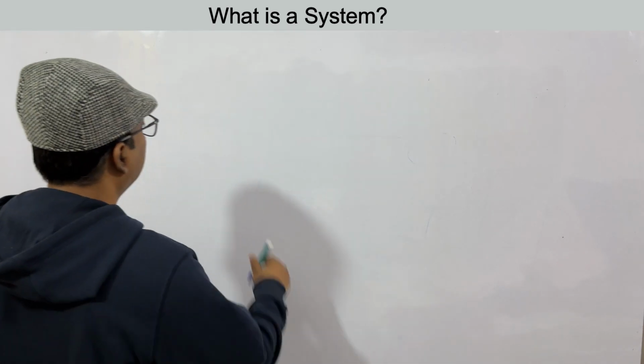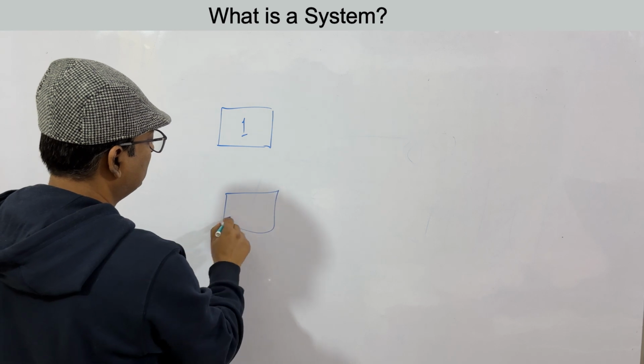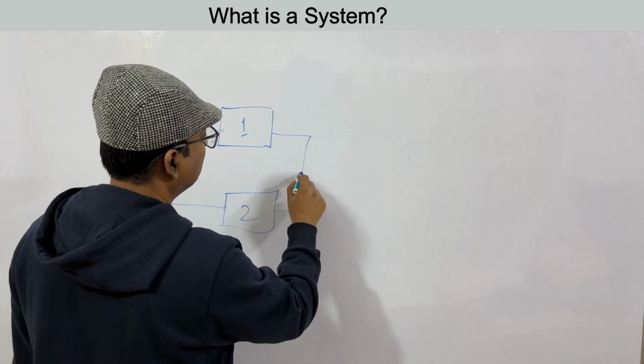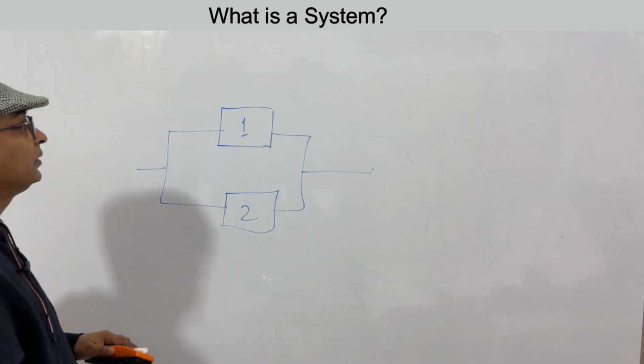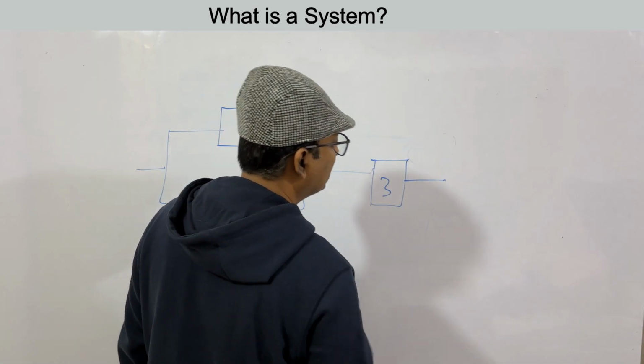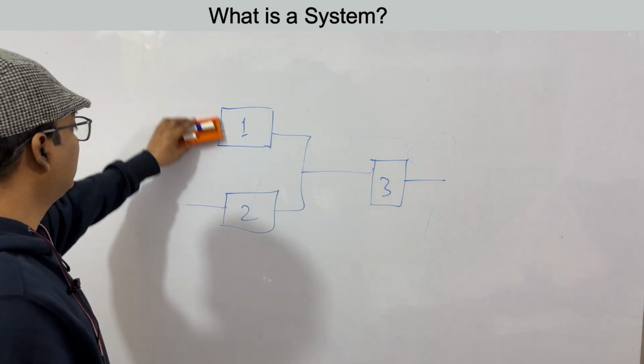Then we can have systems which are connected in parallel, like this is system 1 and this is system 2. They are connected in parallel, so this is a parallel system. We can have parallel plus series. We can have a third system in series to this output. So these are the different possibilities by which systems are interconnected.